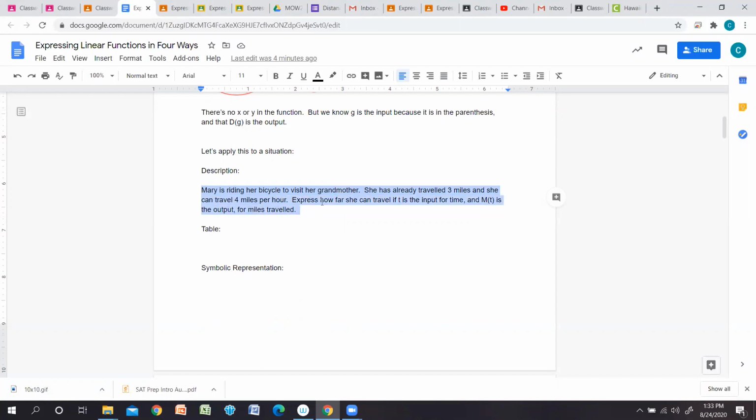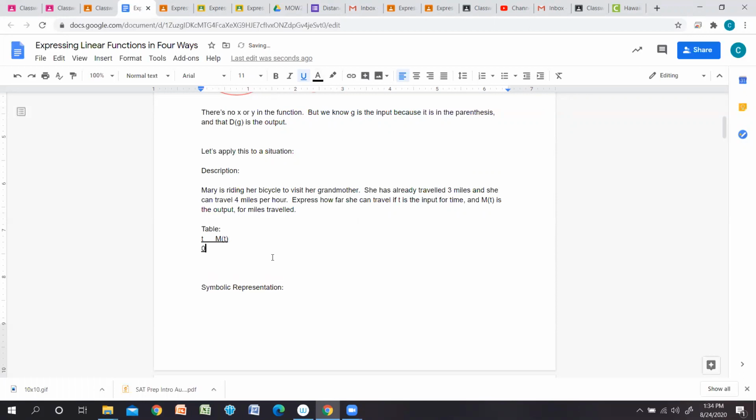Express how far she can travel if t is the input for time, and m of t is the output for miles traveled. So right here is very important. Our input is t, our output is m of t. So when we write that, we get this. So t is the input, m of t is the output. Input is t. And you could make a drawing for this, or you could just underline it and just make it clear. Be better if there was a line down the middle, but that's okay.